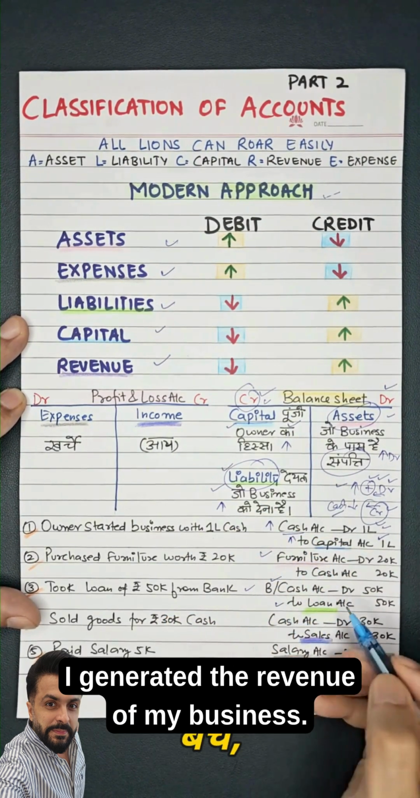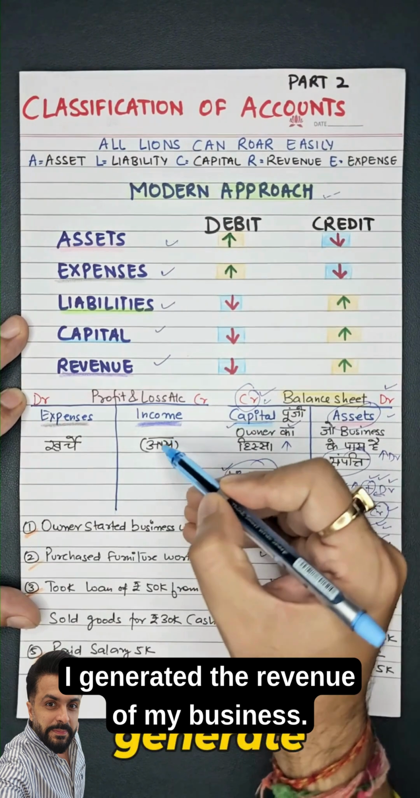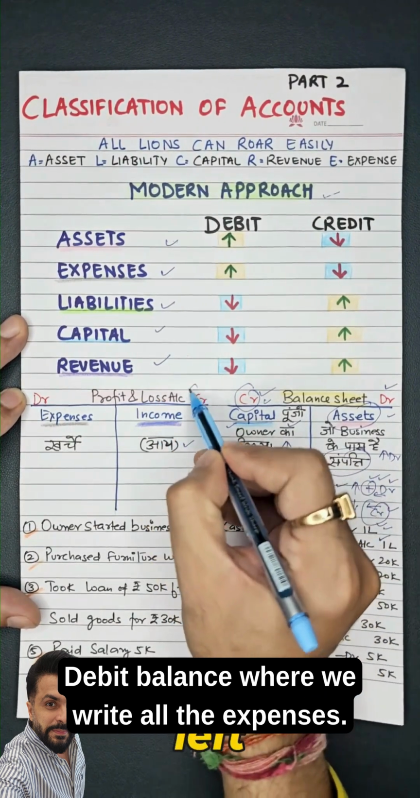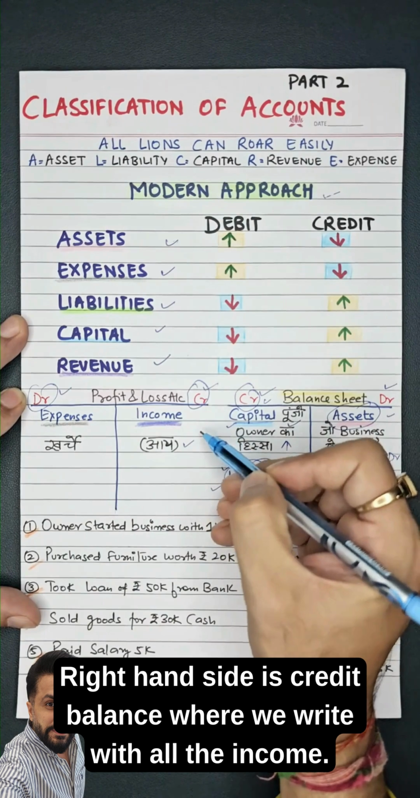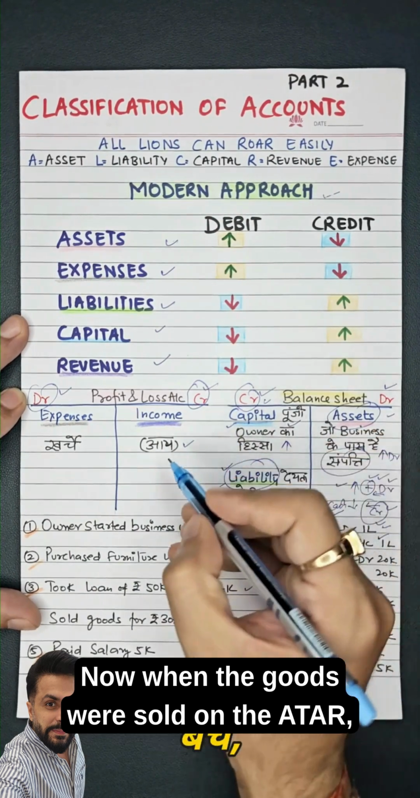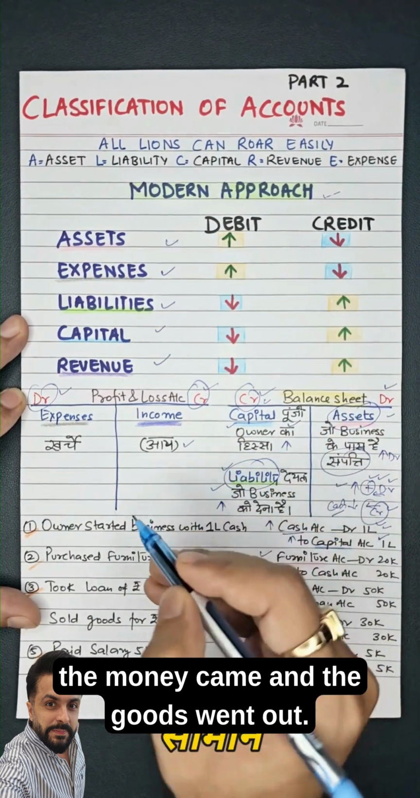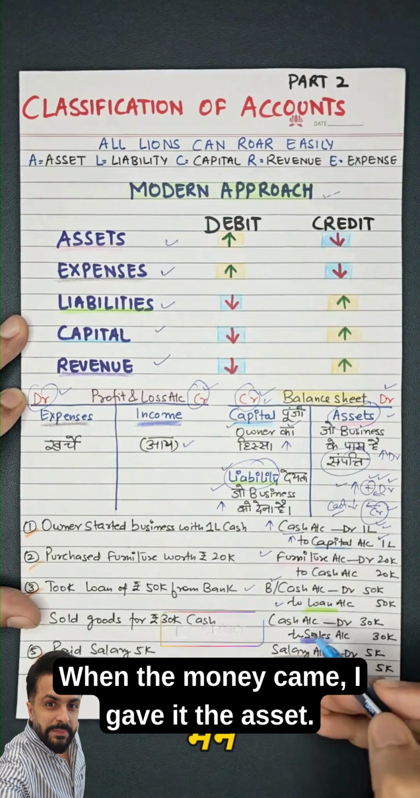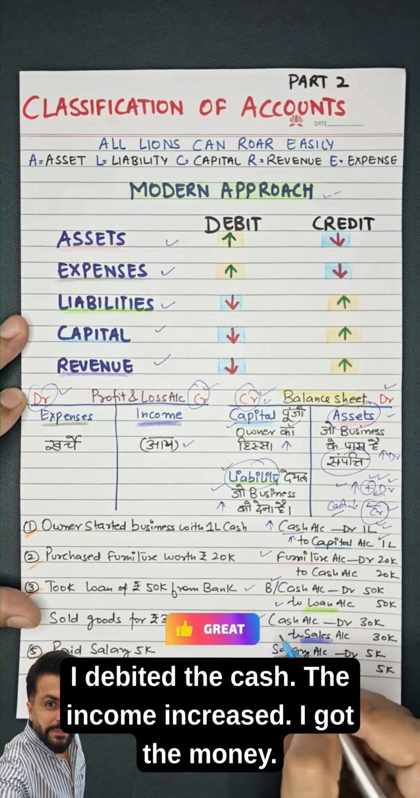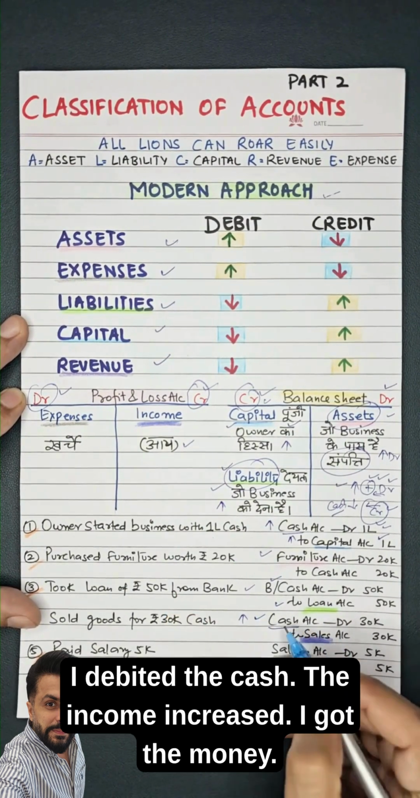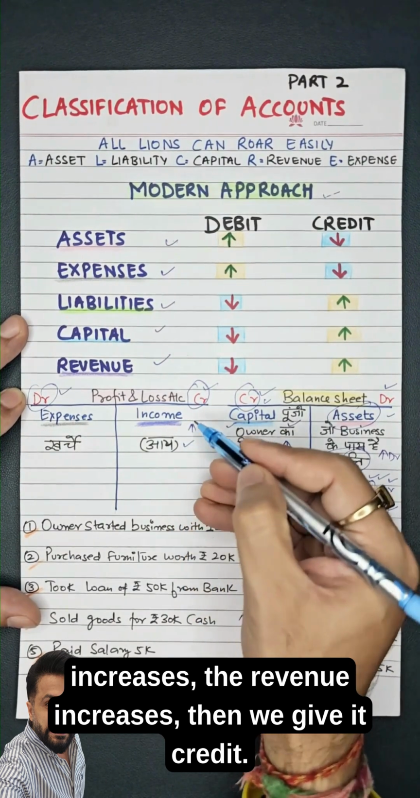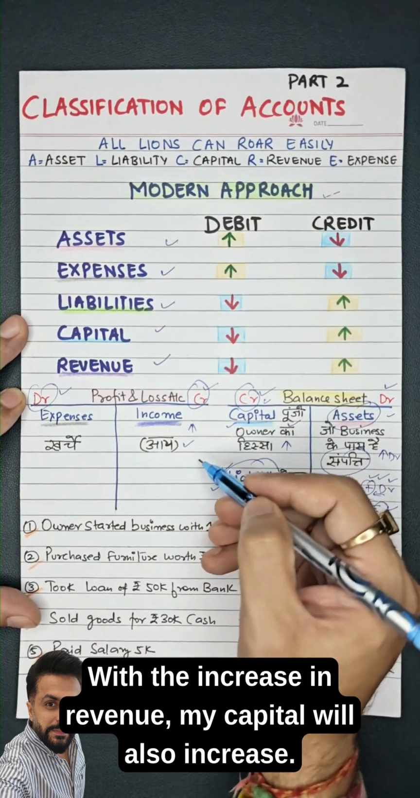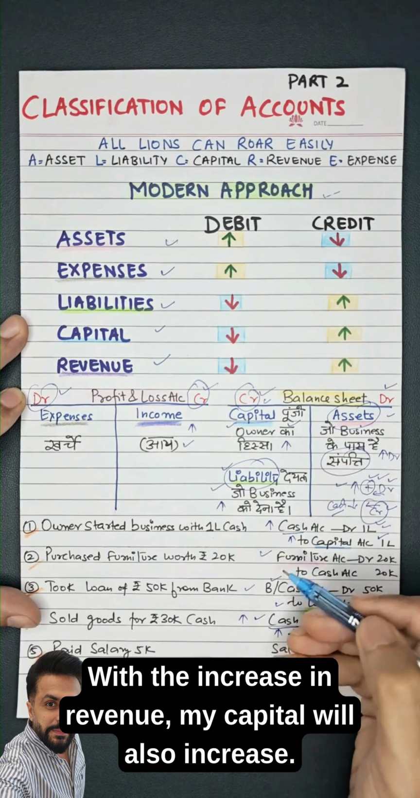Now I sold the goods, I generated the revenue of my business. Profit and loss has the left hand side as the debit balance, where we write all the expenses. The right hand side is the credit balance, where we write all the income. Now, when the goods were sold, the money came and the goods went out. When the money came, the asset increased, so I debited the cash, and the income increased. When the profit and loss income of that business increases, the revenue increases, then we give it credit. With the increase in revenue, my capital will also increase.